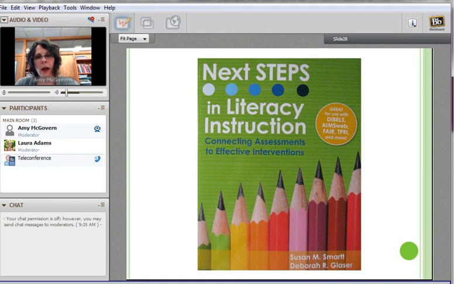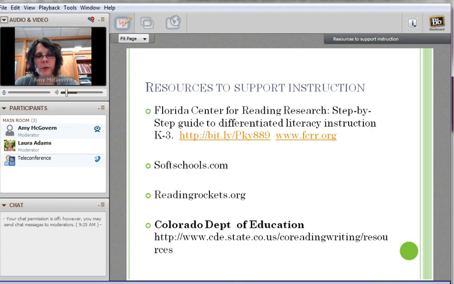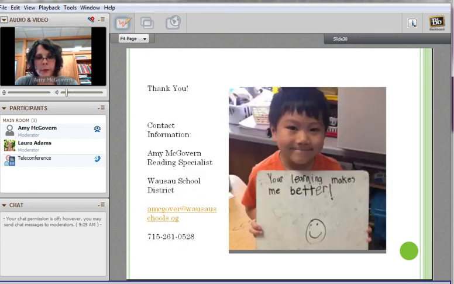Many of the tips that I've mentioned are in this book, Next Steps in Literacy Instruction by Susan Smart and Deborah Glasser. It's aligned with DIBELS Next, Ames Web. It's an excellent teacher-friendly resource. I highly recommend it. And it will give you specific tips to use throughout your instruction, whichever area you're focusing on. These are other resources that we found useful in my district, the Florida Center for Reading Research, Reading Rockets, and the Colorado Department of Education actually has a very good reading site. If you're interested in investigating further, they link quite a few helpful resources there too.